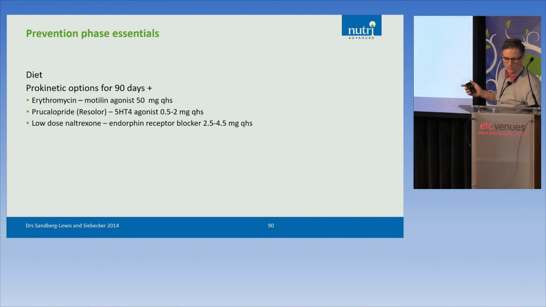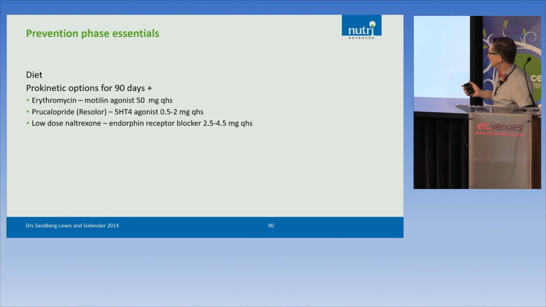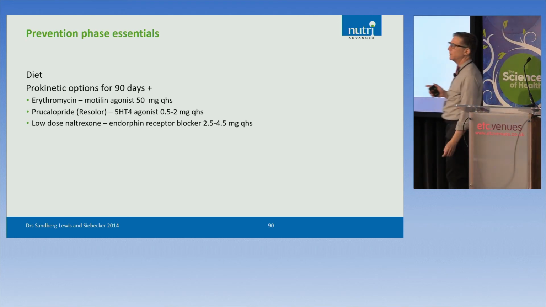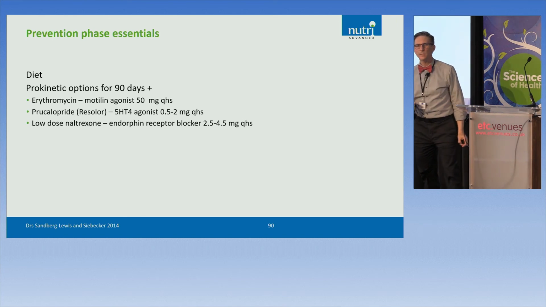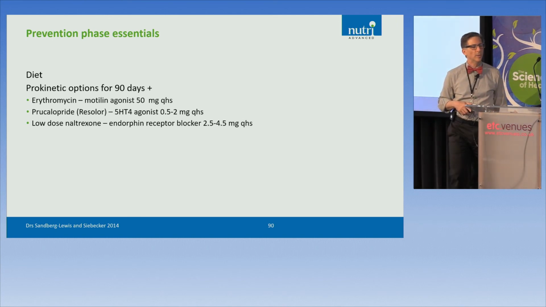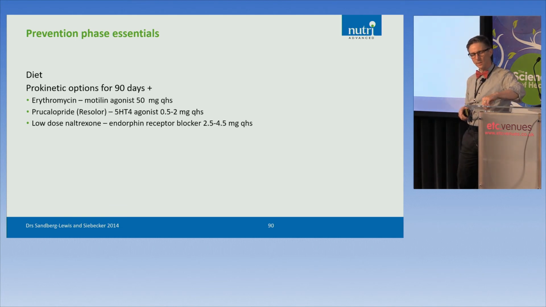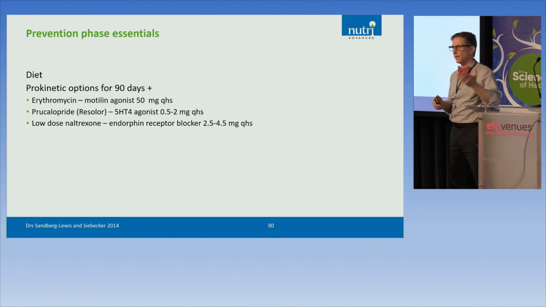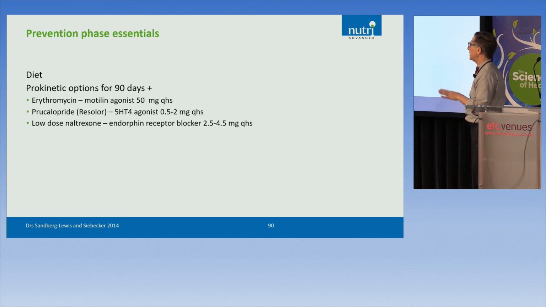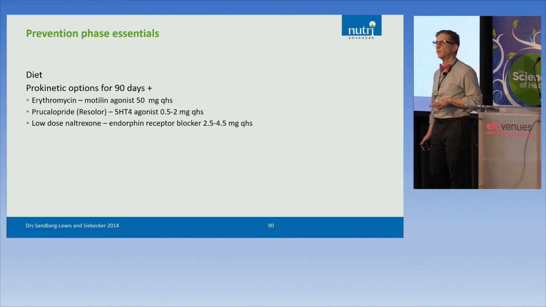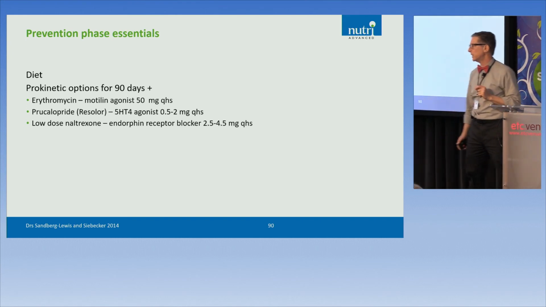I often use prucalopride, which is the generic. Resolor in Canada is the brand name, or Resotran in Canada. And in the United States, it's called Motegrity. Kind of a cool name, Motegrity. That just got FDA approved about 2 months ago. In my experience, that and erythromycin are definitely the safest prescription prokinetics.